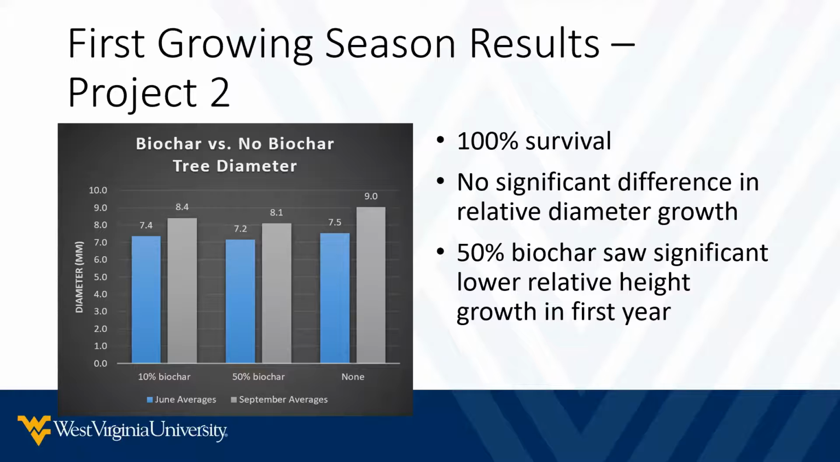We saw a significantly lower relative height growth in the first year. So in some of our species, some of the biochar treatments, when we used the highest treatment, which was roughly at 22 tons per acre, we saw significantly lower relative height growth. And it'll be interesting to see over time whether that continues or whether it was just a first year.